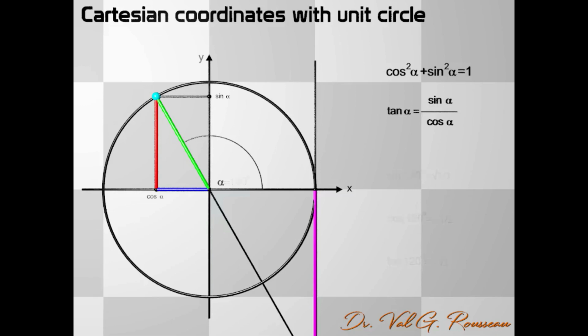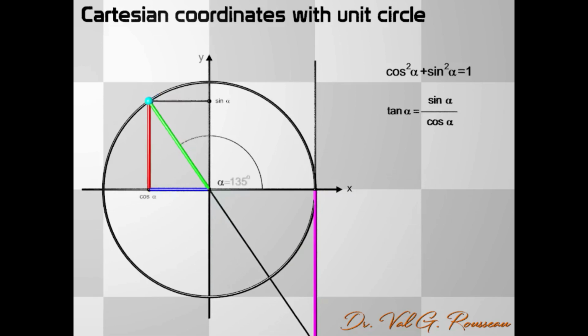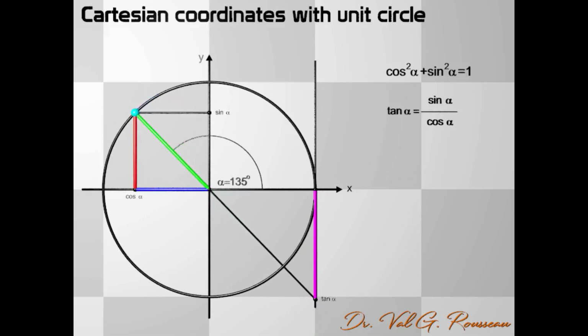Increasing the angle's value to 135 degrees, we obtain a situation that is symmetrical to the case with alpha equals 45 degrees. Thus, the sine is square root of 2/2, the cosine is minus square root of 2/2, and the tangent is minus 1.